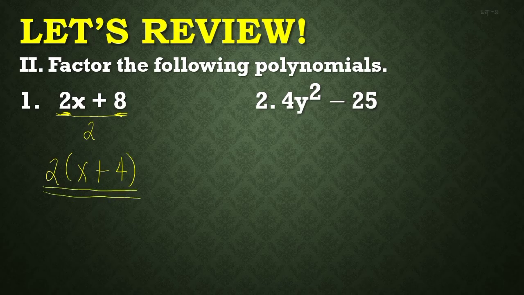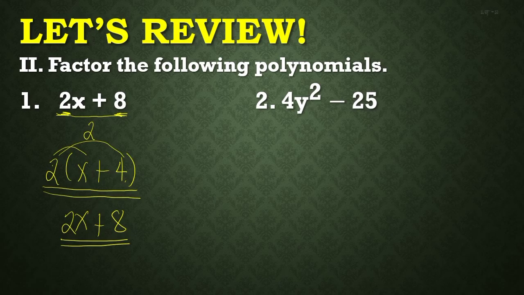Para malaman kung tama yung sagot, distribute nyo lang yung 2 dun sa mga terms na nasa loob ng parenthesis. 2 times x, 2x. 2 times 4, 8. So 2x plus 8, kamukhang kamukha nung ating given. Next, 4y squared minus 25. Ito naman, factoring difference of two squares.